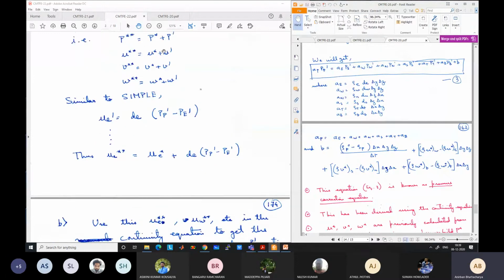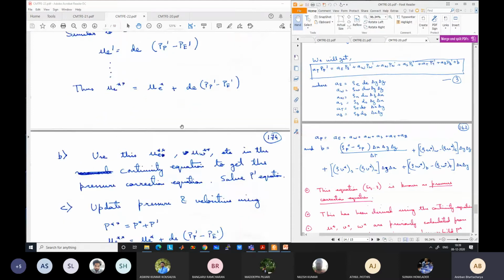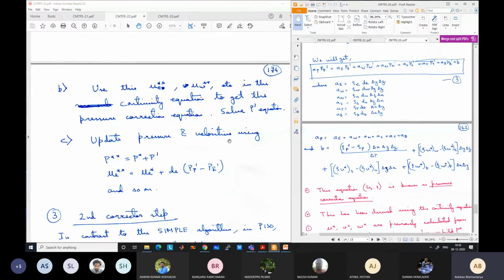After that, we can update the pressure and velocity by using these equations. P double star is equal to P star plus P dash. U double star is equal to U star plus U dash. Instead of U dash, we will write D (PP dash minus P dash). Because we have already calculated the dash values of pressure, we can update all the pressure and velocities. So update the pressure and velocity using this formula: UE double star is equal to U star plus D (PP dash minus P dash), and so on.